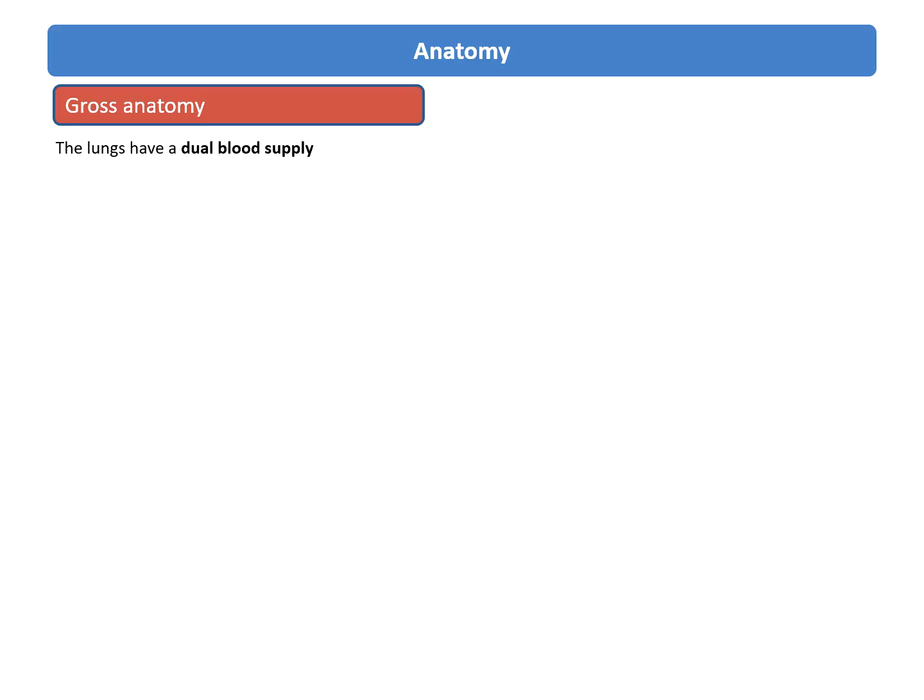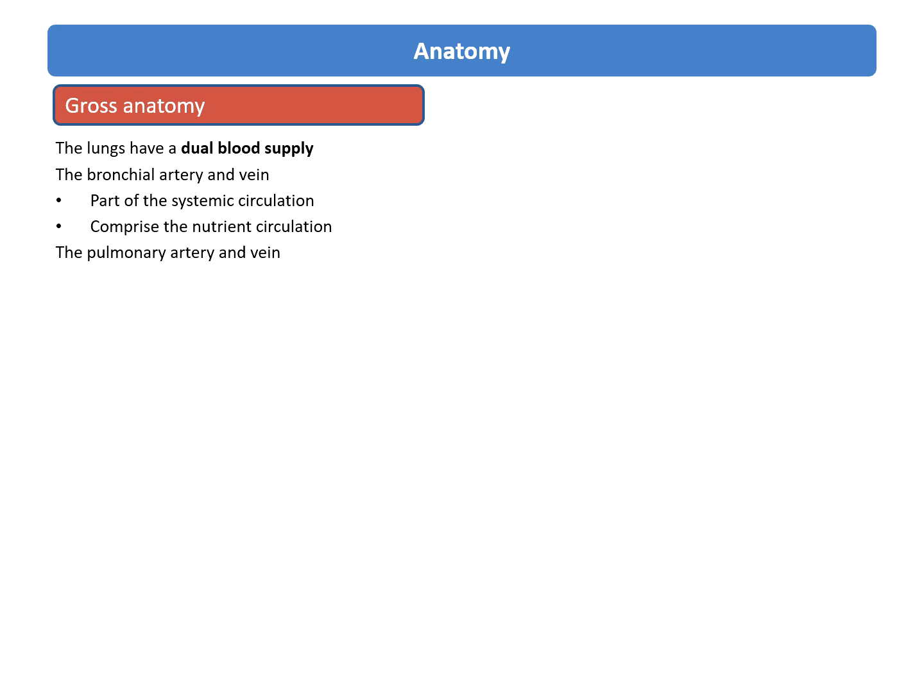The lungs have a dual blood supply. The bronchial artery and vein are part of the systemic circulation. They comprise the nutrient circulation to the lungs. They transport needed oxygen and nutrients to the lung tissue. The pulmonary artery and vein are part of the pulmonary circuit. The role of that circuit, of course, is to pick up oxygen and get rid of carbon dioxide.